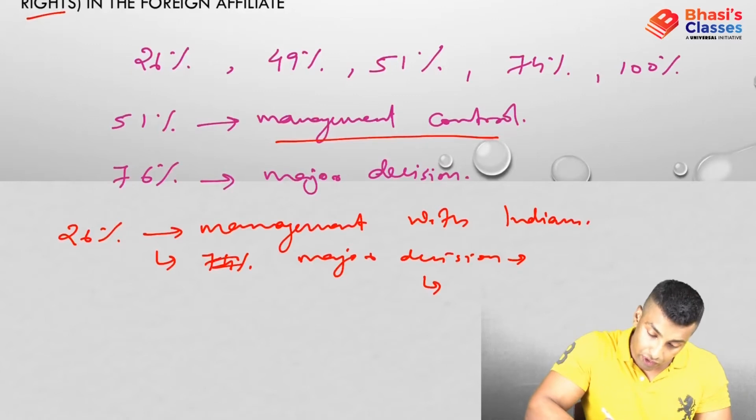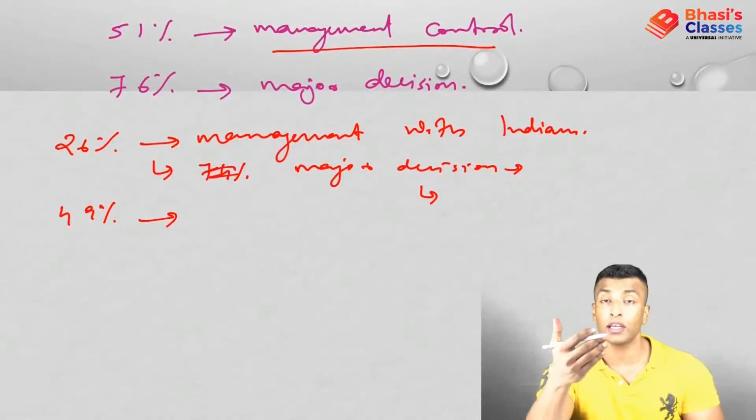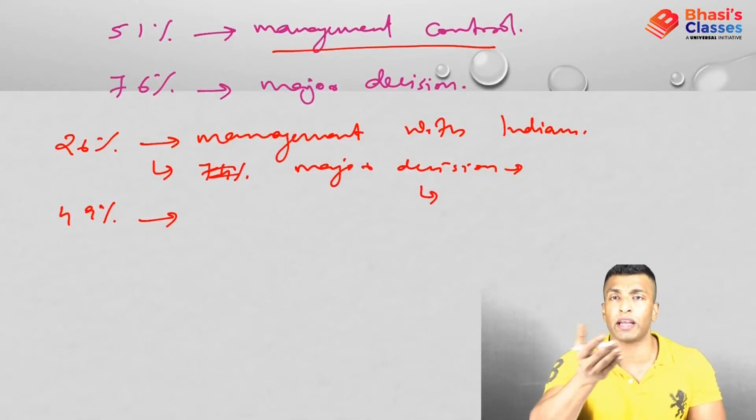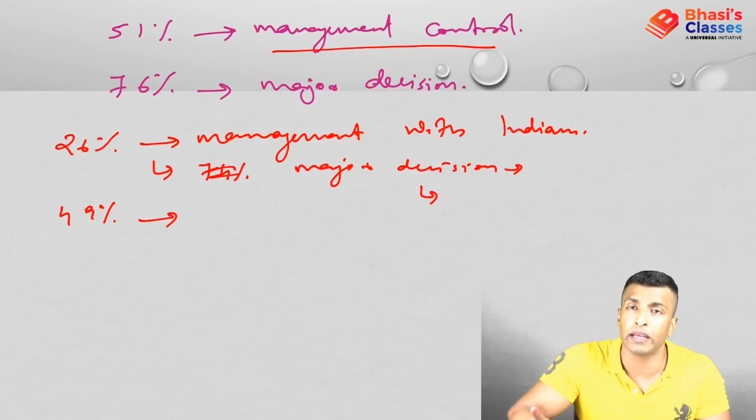Okay, now what about 49%? 49% is also the same. The management control is with Indians, because if you are allowing 49%, it means 51% is with the Indians. So for management control you need 51%. So management is with Indians, but for major decisions you need the support of the foreigner.